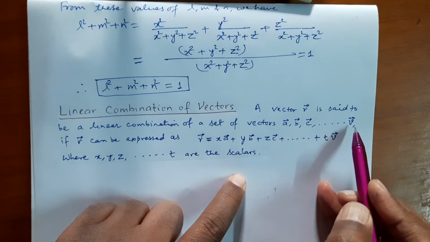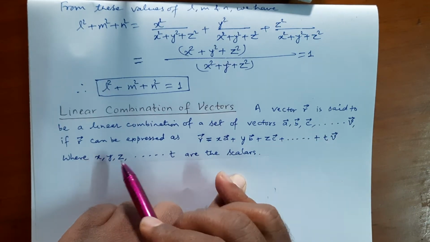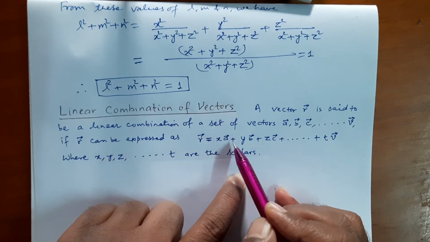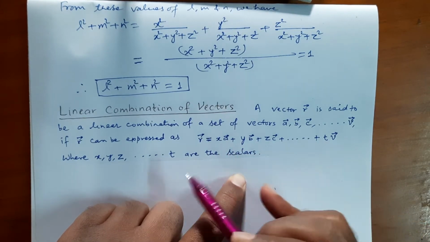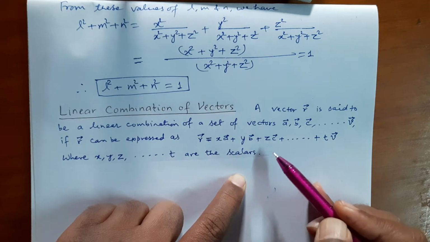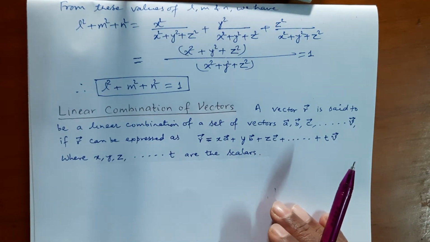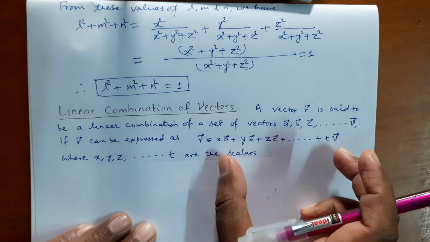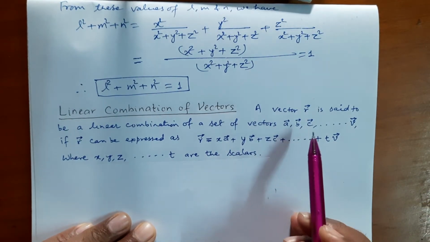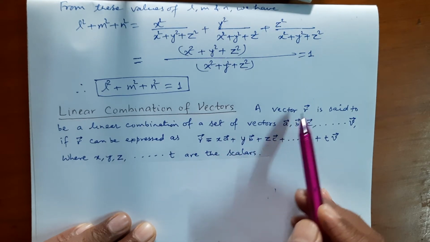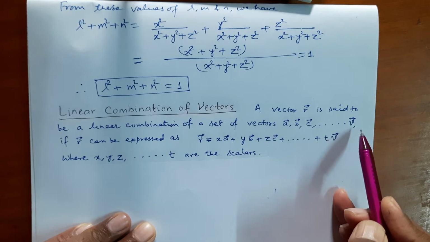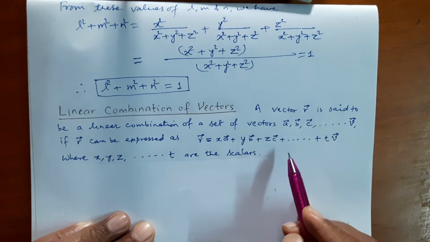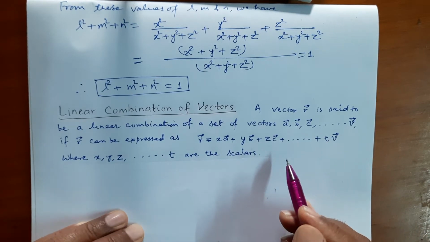So a vector R is said to be a linear combination of a set of vectors A, B, C up to vector V if R can be expressed as R equals xA vector plus yB vector plus zC vector plus tV vector, where x, y, z, t are scalars. If one vector can be expressed in this form, then vector R is said to be the linear combination of the given vectors A, B, C up to vector V. This is the definition of the linear combination of a set of vectors.